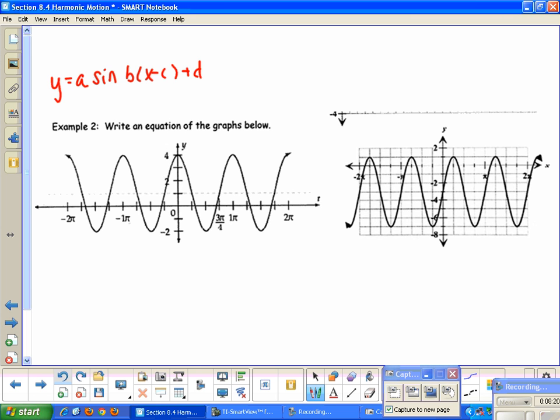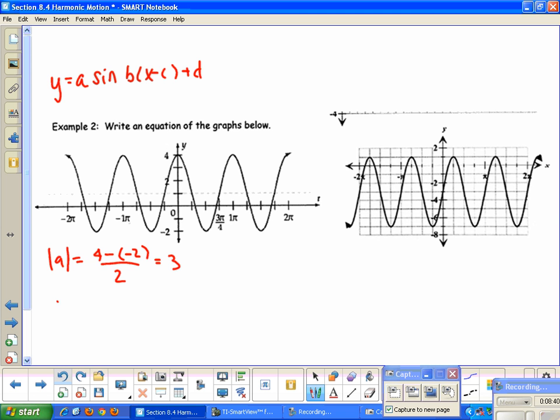So in this case, my a value, or my amplitude, is equal to my maximum, which is 4, minus my minimum, which is negative 2, divided by 2. So that would give me 6 over 2, which is equal to 3. So I know that my amplitude is 3.